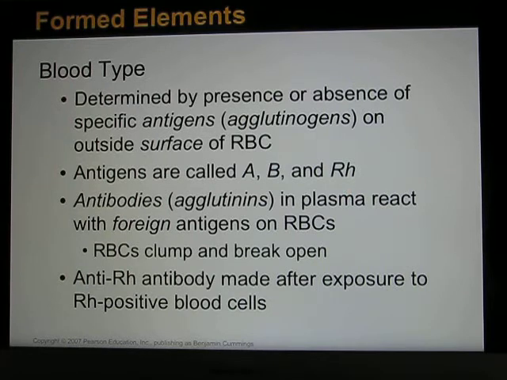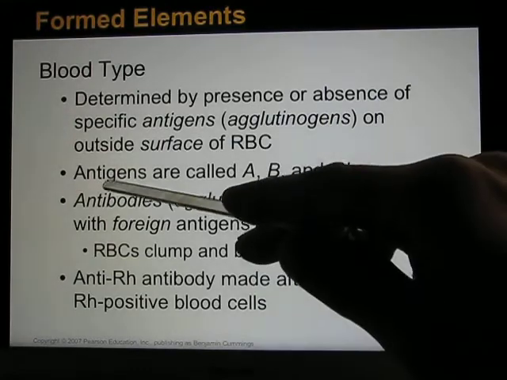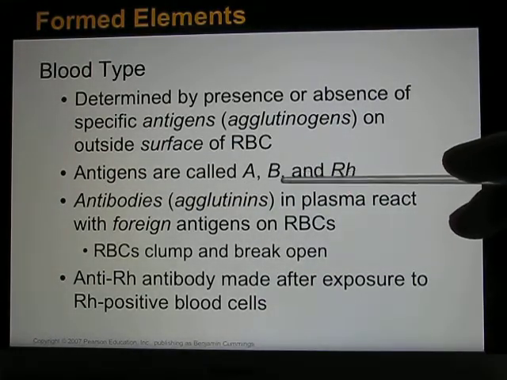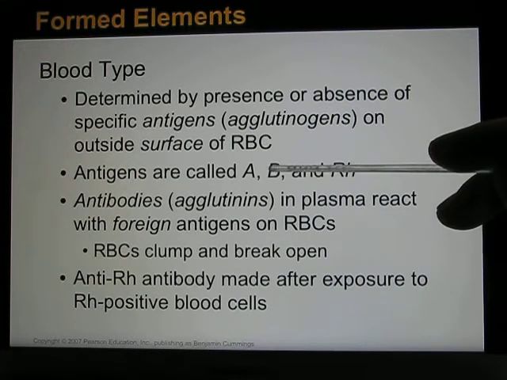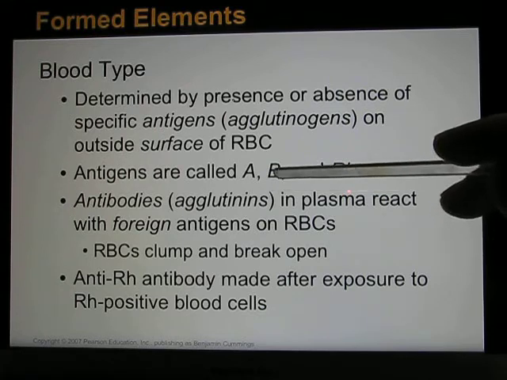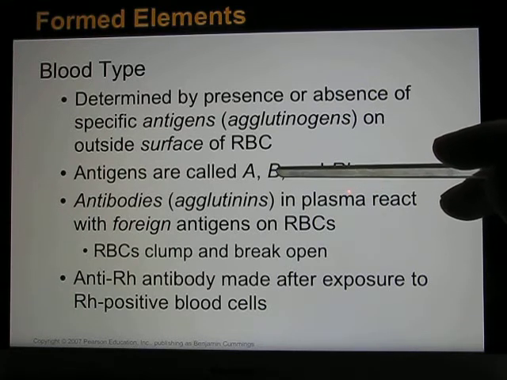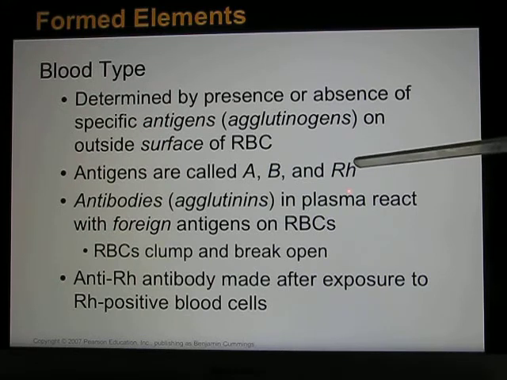Your blood type is based on your red blood cell, and it's based on the antigen you find on the cell. So if you have antigen A, your blood type is A. If you have antigen B, you have blood type B. If you have both, your blood type is AB. If you have none, your blood type is O. And that's the old blood type. In the late 20th century, we found another one called RH. 90% of us have RH.